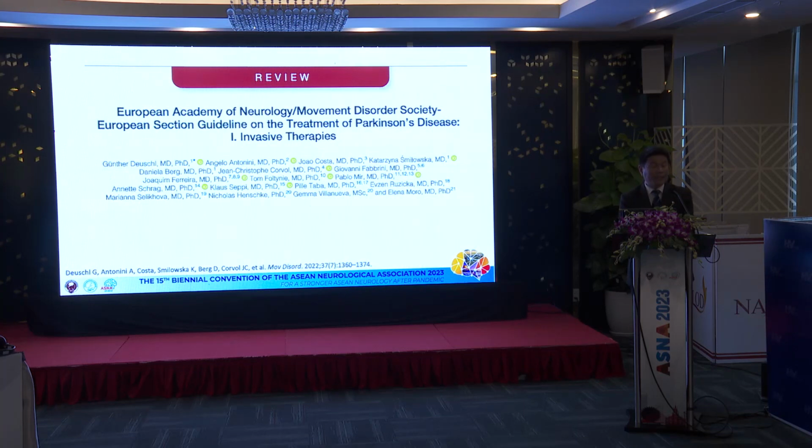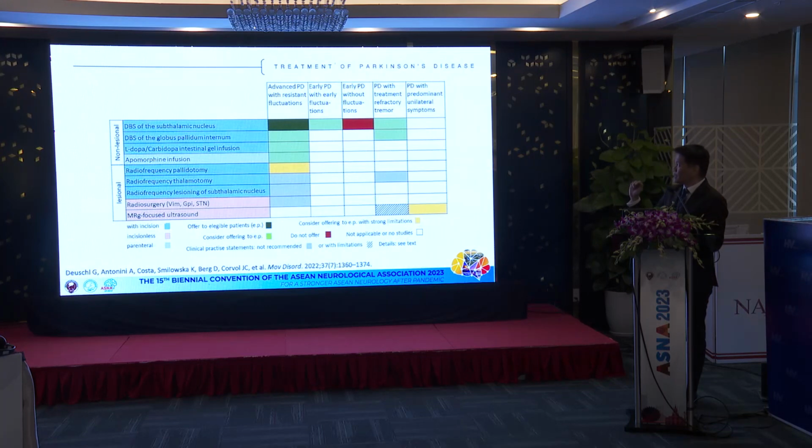According to the European Academy of Neurology and the International Parkinson's and Movement Disorder Society Task Force on treatment of Parkinson's disease, the green one, we offer DBS of the subthalamic nucleus for patients with advanced Parkinson's disease with resistant motor fluctuations. For early Parkinson's with early fluctuations, consider offering DBS, and same for PD with treatment refractory tremor. For early Parkinson's without fluctuations, we do not offer STN DBS.